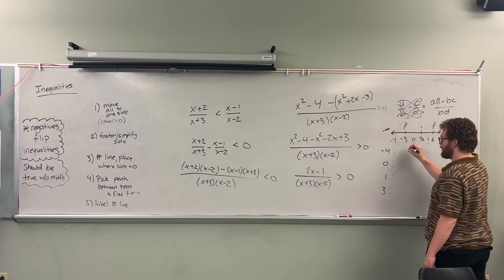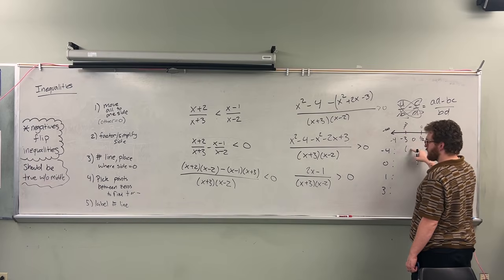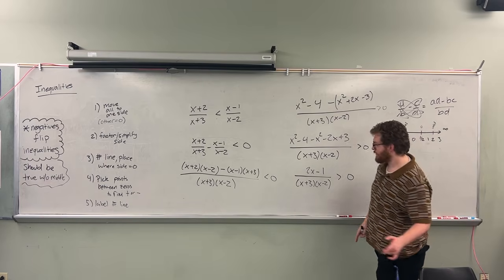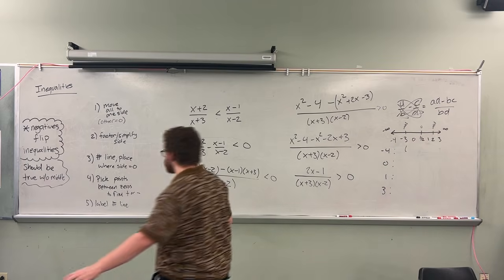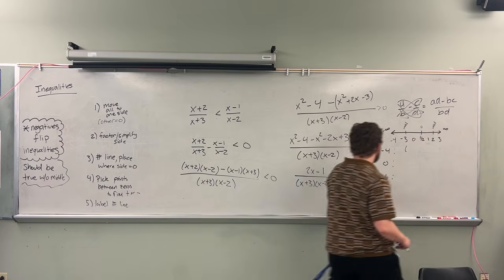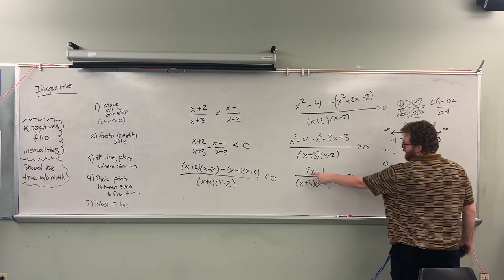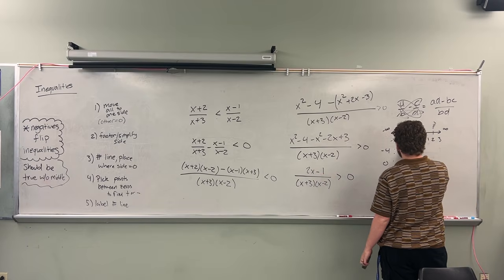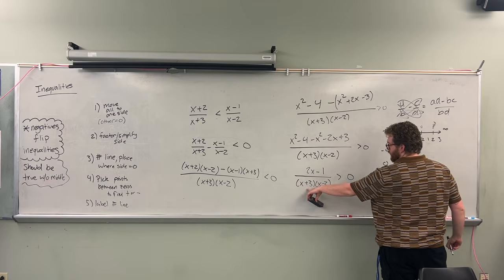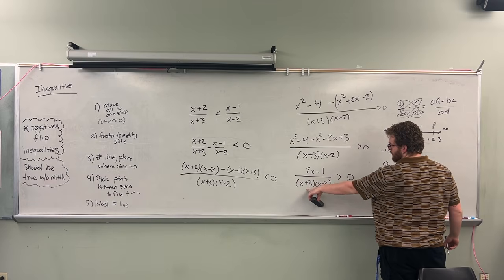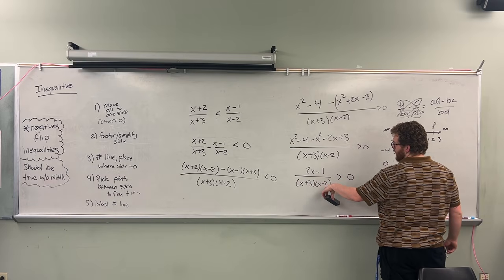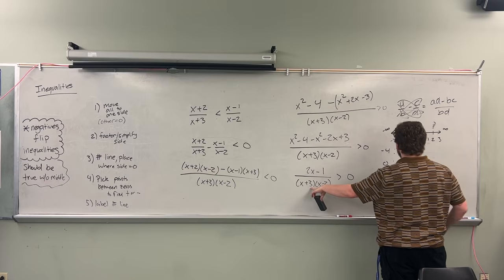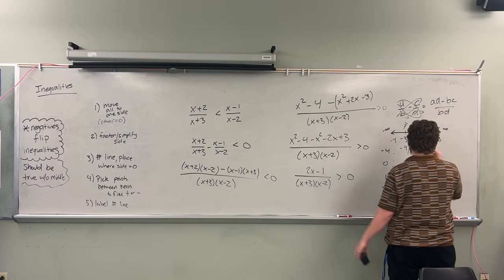Plugging in -4, I get, where's an eraser? Plugging in -4 to that, I get -8 minus 1, so -9. -4 plus 3 is -1. -4 minus 2 is -6. That's +6. So this is negative.